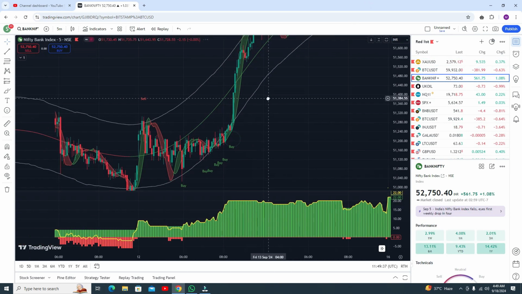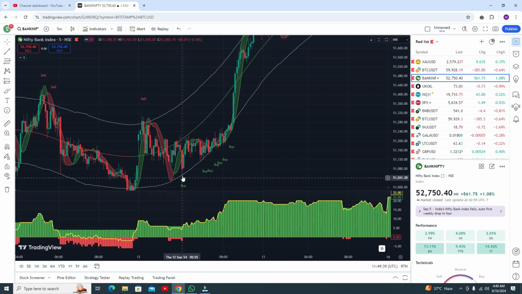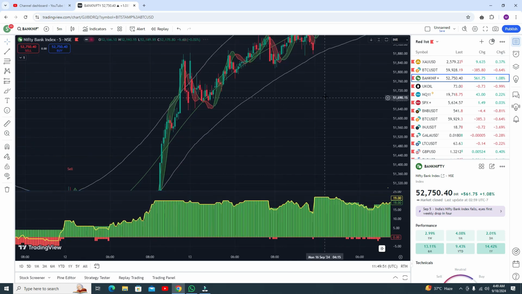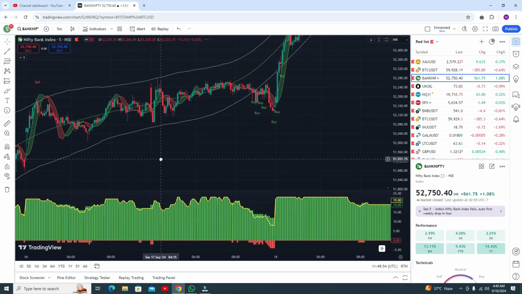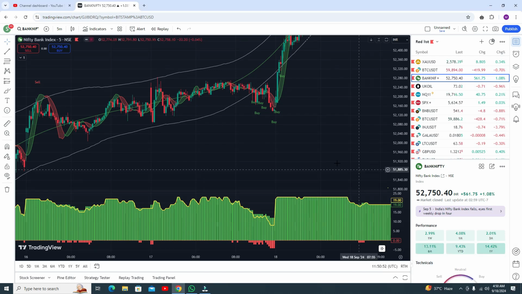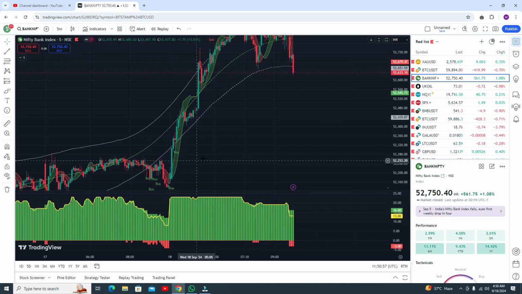Okay, from this point, perfect buy trade, you can see. The first buy trade you got here at this point, and you got the profit. Again buy trade, and you can see you got amazing profit again. Again buy trade, and you got amazing profit again. From this point you can see you got another buy entry, and profitable.